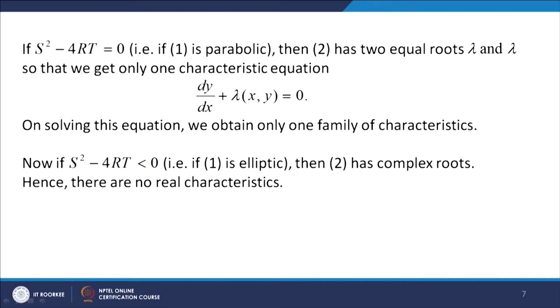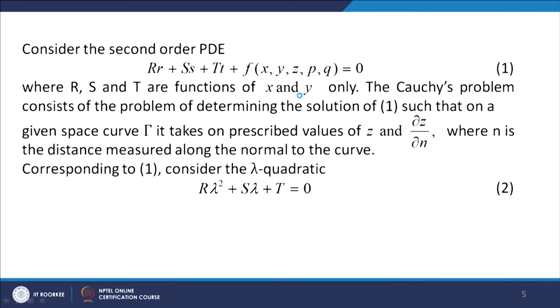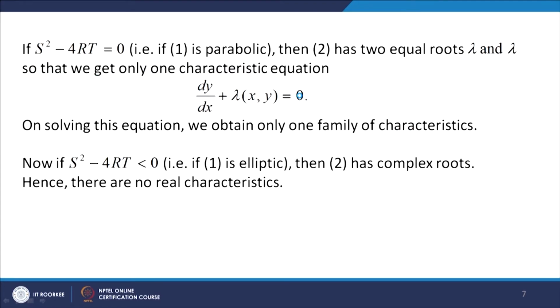Now, in the case S square minus 4RT less than 0, the lambda quadratic R lambda square plus S lambda plus T equal to 0 has two complex roots which are conjugate of each other. Then we notice that the characteristic equations are dy over dx plus lambda 1(x, y) equal to 0, dy over dx plus lambda 2(x, y) equal to 0. So, these are the characteristic equations in this case S square minus 4RT less than 0. Lambda 1(x, y), lambda 2(x, y) are complex roots. So, these two give you complex families of characteristics. When we solve them, we get complex characteristics. So, there are no real characteristics in this case.